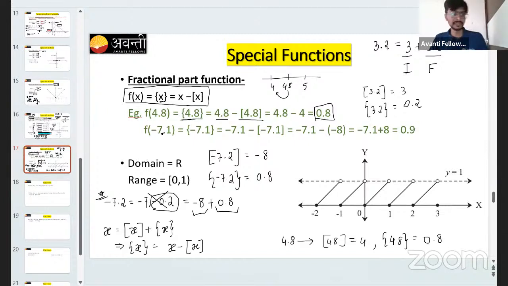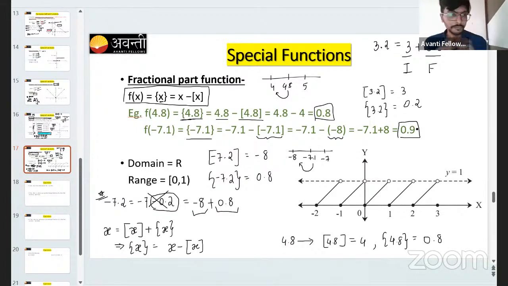So let's see another example. Minus 7.1 is asked. So -7.1 means x minus step of x. So -7.1 minus step of -7.1. I plotted -7.1 on the number line. Which integer is on the left, please? -8. On the right is -7, I want the lesser one, so -8. So the answer is -8. And here minus minus plus. So 8 minus 7.1 is 0.9. So the fractional part is 0.9.